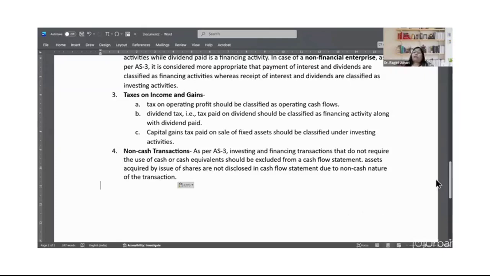Then we have non-cash transactions. At times we make transactions in kind also. As per Accounting Standard 3, investing and financing transactions that do not require the use of cash or cash equivalents should be excluded from the cash flow statement. So assets acquired by the issue of shares are not disclosed in the cash flow statement due to the non-cash nature of the transaction.